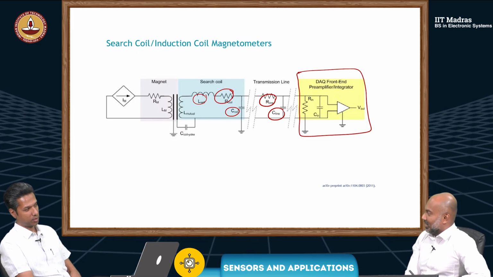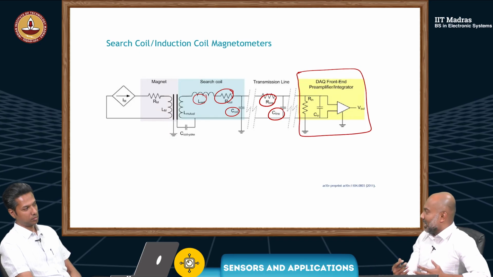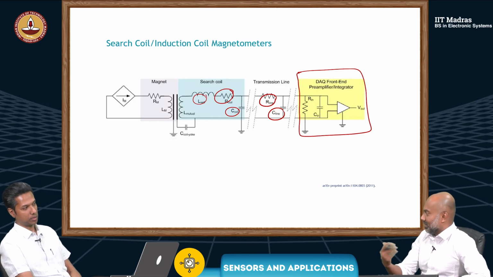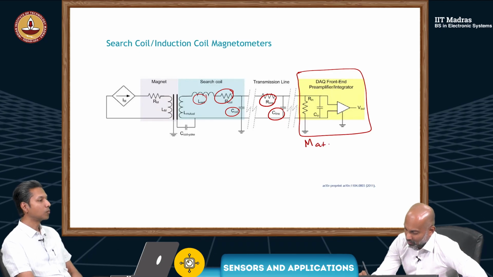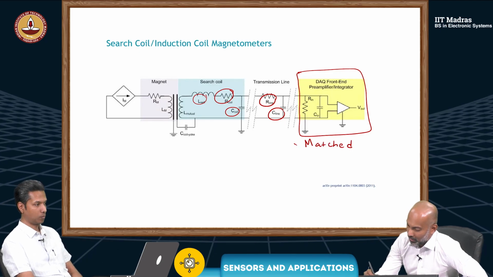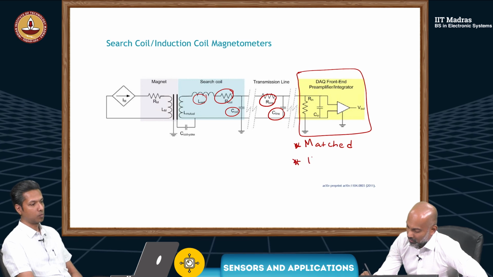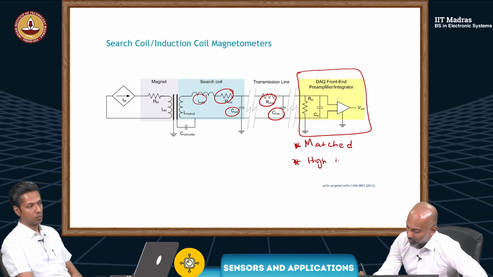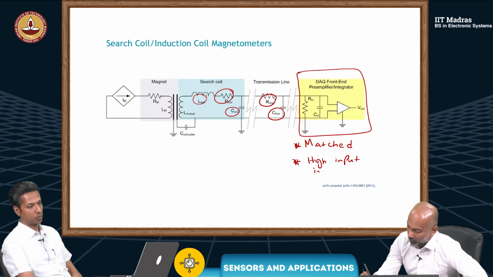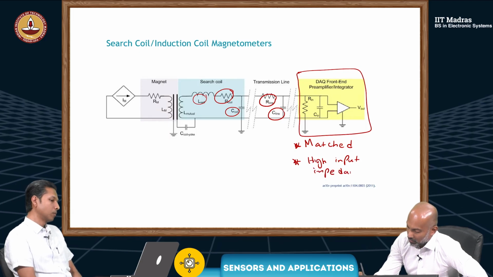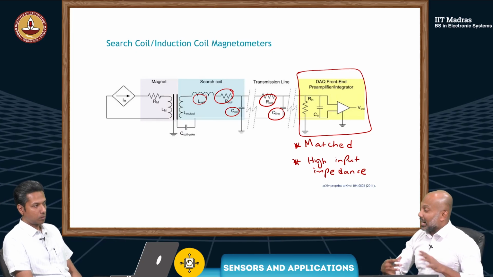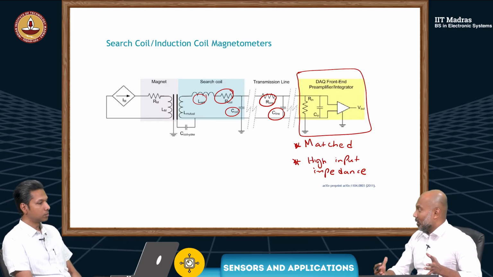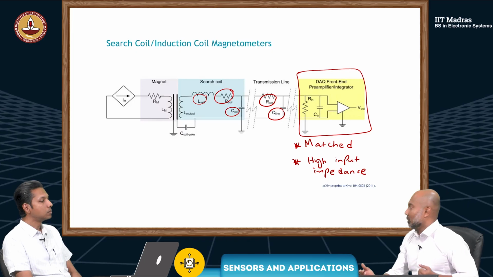Impedance matching has to be ensured. Yes, and it ideally should have some high input impedance in the line. So this part here, as you said, should be matched, right? And also has high input impedance. Right? So this is basically a very high-level view of what a search coil system would look like.